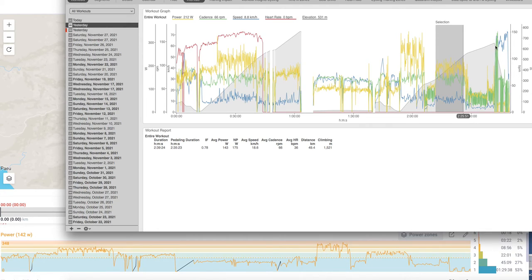So I continued riding up out to Zwift, but I just dropped the power right off here. And this was very, very easy at this point.